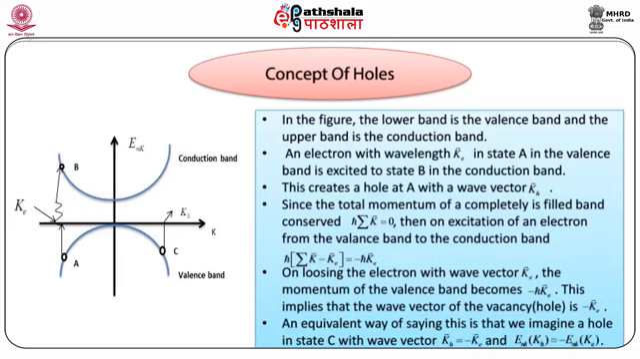An equivalent way of saying this is that we imagine a hole in state C with wave vector kh, which is the negative of ke, and so this also implies that the energy E(kh) of this hole is the negative of the energy corresponding to that of the electron. So let us now discuss what exactly is an effective mass.